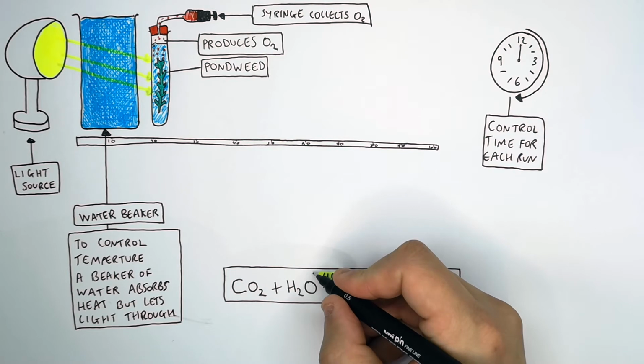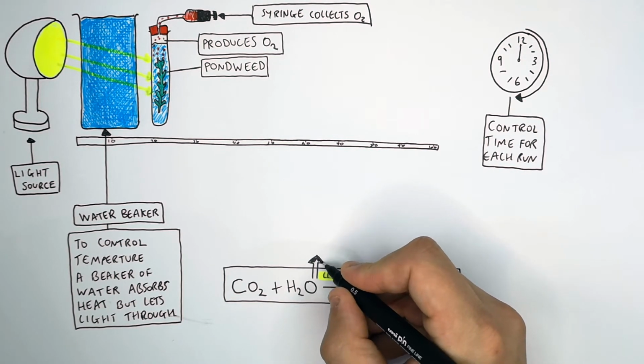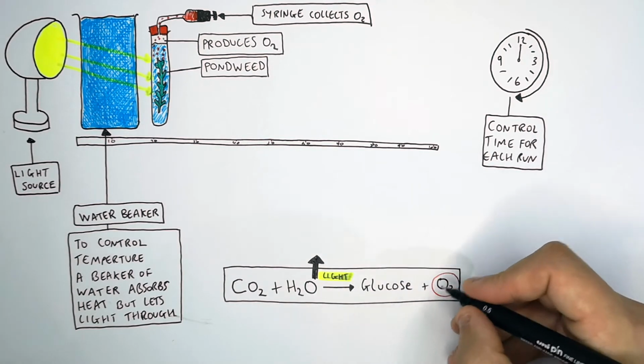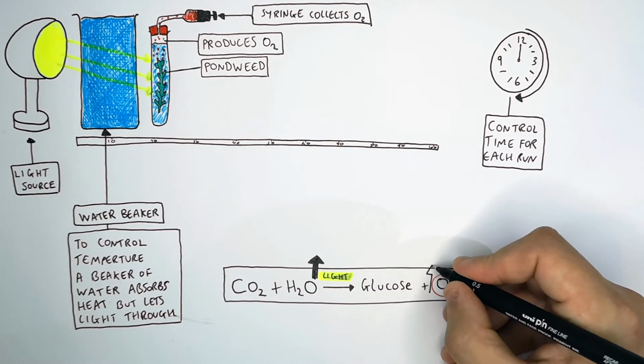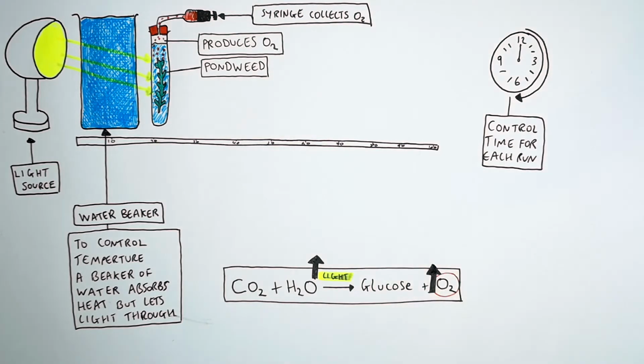So if you increase the light intensity, so the intensity of the light that the pondweed receives, you're going to increase the rate of photosynthesis up to a certain point. So if you increase the rate of photosynthesis, you're going to increase the volume of oxygen that is being released by the plant. So our dependent variable, what we're measuring, is the volume of oxygen collected inside the syringes.